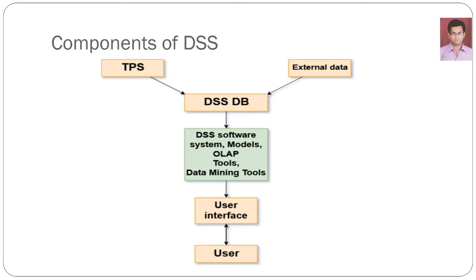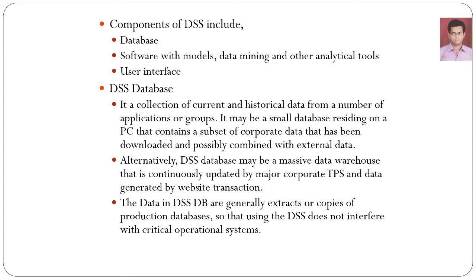Components of a decision support system. Primarily, transaction processing systems and external data have an impact on the decision support system database. Then comes DSS software, then models, OLAP tools, and data mining tools. Then comes the user interface, and then finally the user is there for interaction with this particular decision support system. Components of a DSS include database, software with models, data mining, and other analytical tools, as well as the user interface.